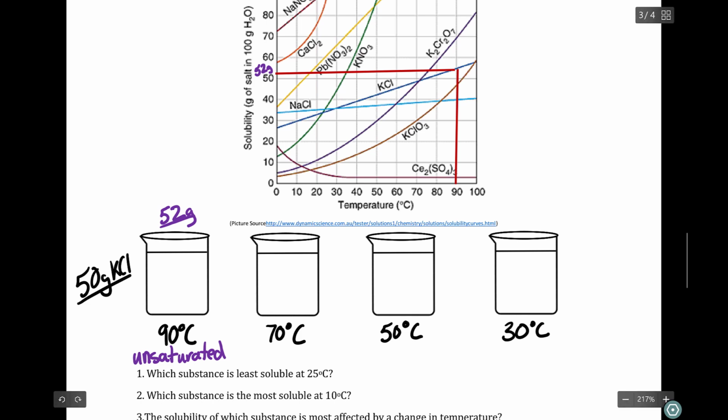Now, if I was to do 70 degrees Celsius, I'm going to draw a line up going to the KCl. I'm going to go across and I'm going to say roughly 48 grams could be dissolved. So at 70 degrees Celsius, 48 grams of KCl could be dissolved. That means that 2 grams would have to be on the bottom. I'm going to call that 2 grams of solid. This would be saturated.